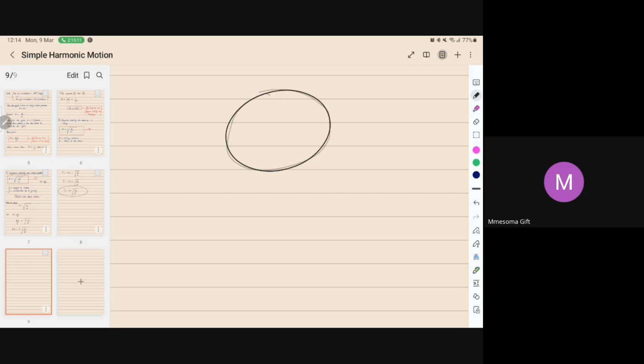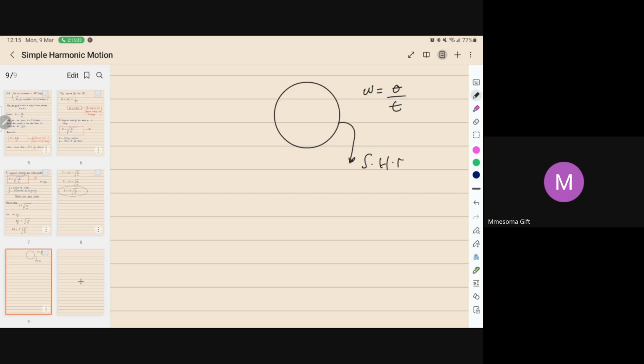You learned about your circular motion. Circular motion gives you key things. Circular motion teaches you about your angular velocity, which is theta over t. Now, we want to relate this angular velocity to what? To your simple harmonic motion. And what are the variables that we'll talk about in simple harmonic motion?